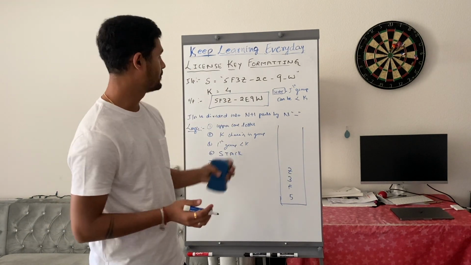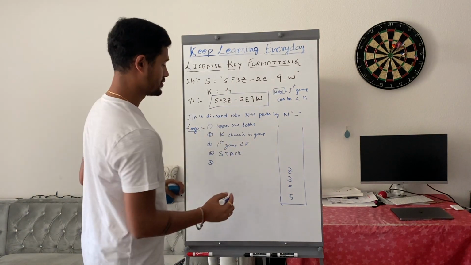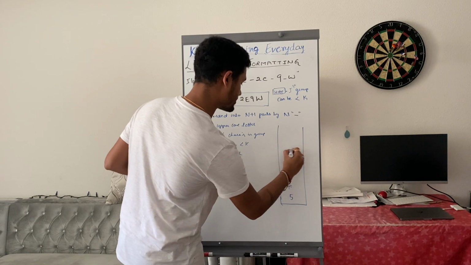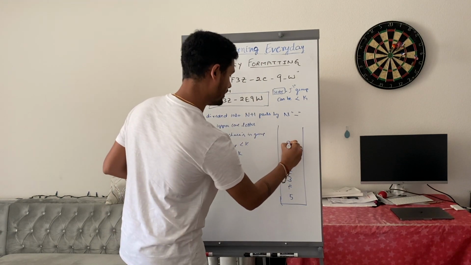Whenever we encounter a dash, we don't push it to the stack. We push only the alphanumerical characters and not the dash. So in this case, I will not push the dash, whereas next is 2, and if you can see, I input the uppercase letter of this one, and then it's 9 and then W.